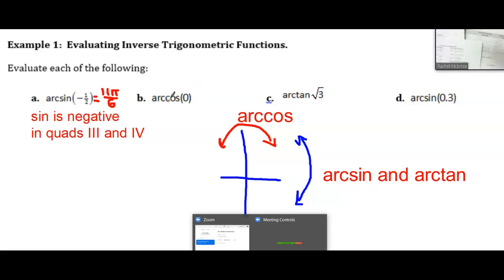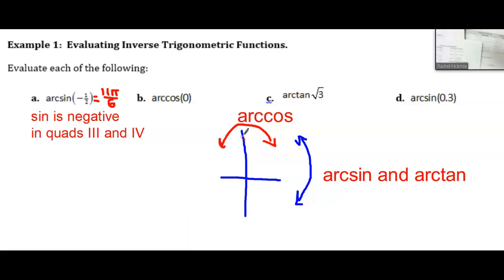Letter B, arc cosine of 0. So again, what this is saying is when does the cosine of theta equal 0? So the cosine is 0 up here at the top, which is pi halves.